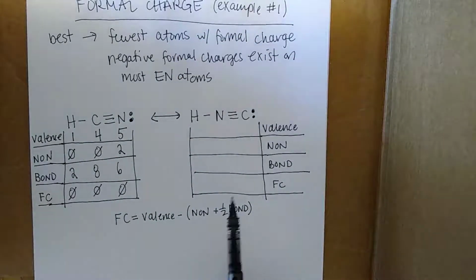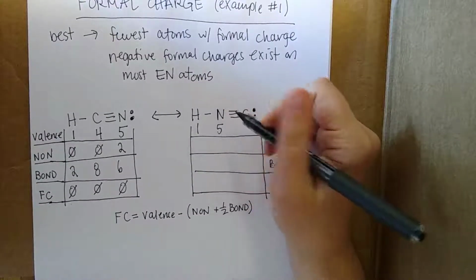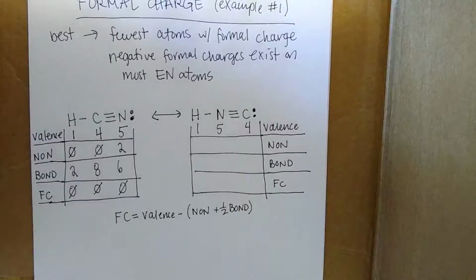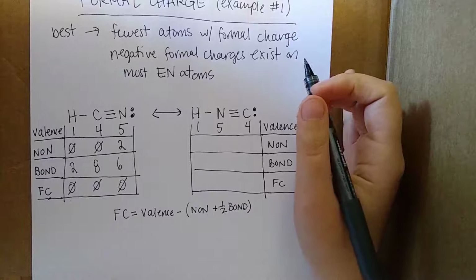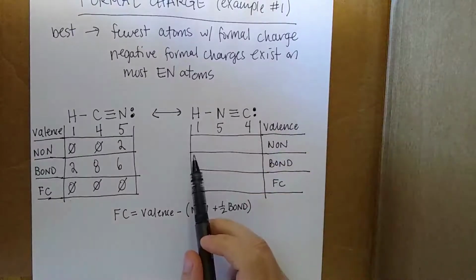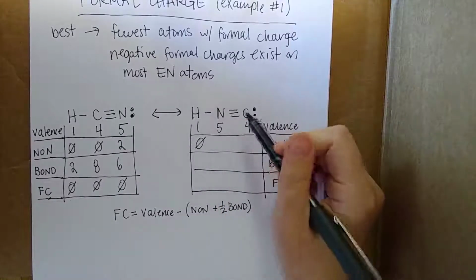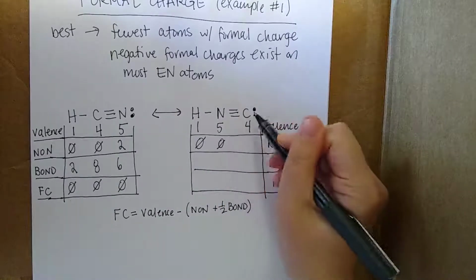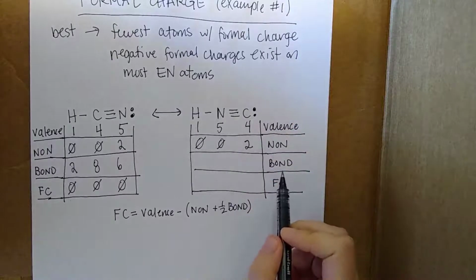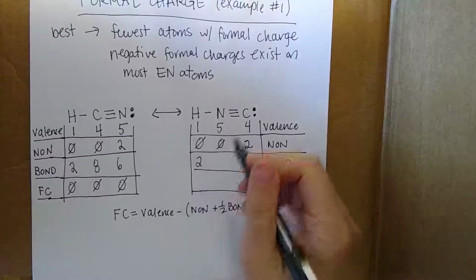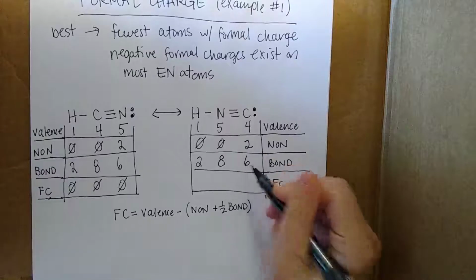Let's do the same thing for this structure, and see if we find something similar. So once again, we know the valence electrons from the periodic table. We just have to look at the structure and figure out the number of bonding and non-bonding electrons. So for hydrogen, once again, we have 0 non-bonded. For nitrogen, we also have 0. And for carbon, we have 2 this time. The number of bonded electrons, on the other hand, is 2, 8, and 6.